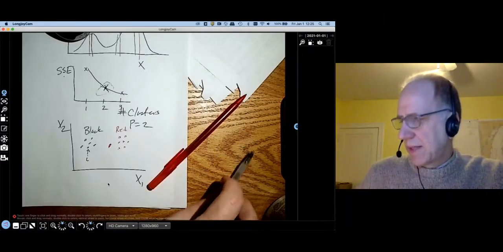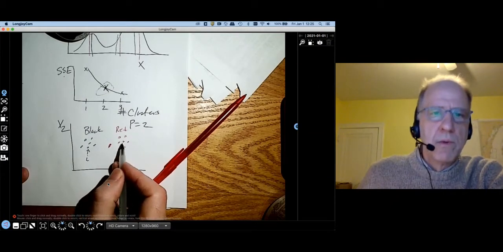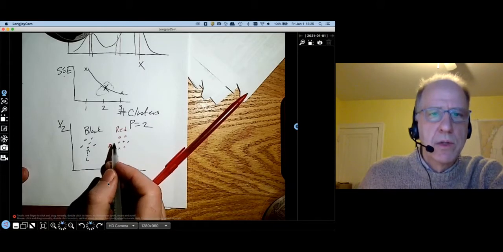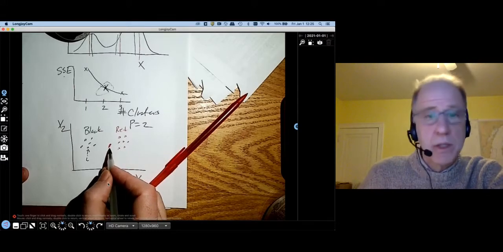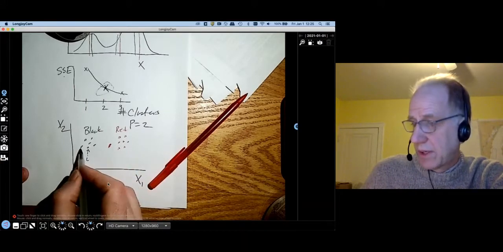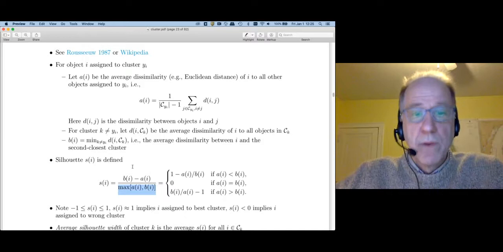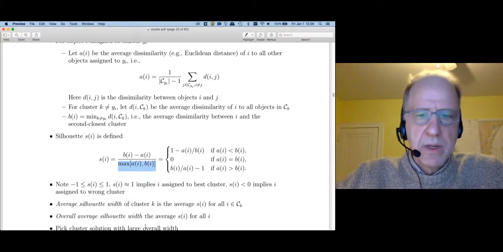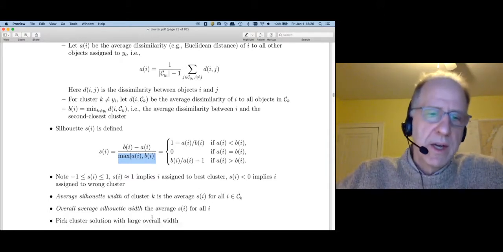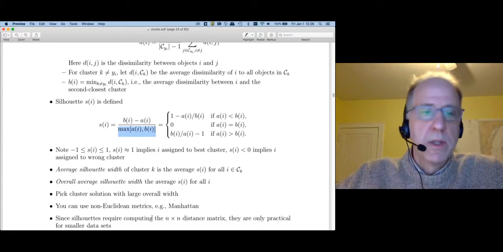Now, in my example over here, I drew one observation that is clearly red, but it's a bit closer to, I'm going to call it no man's land. It's a bit closer to the middle. So the silhouette statistic is going to be much smaller for this observation than for, say, this observation. So having computed the silhouette statistic for every observation, we average them within a cluster, and then we average the observations across the entire data set. We want to pick the one with the largest silhouette statistic averaged over the entire data set.